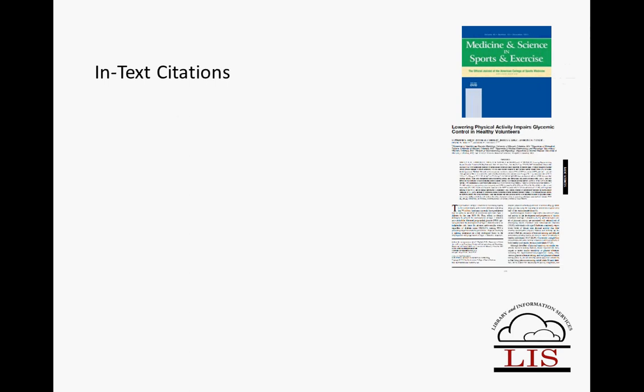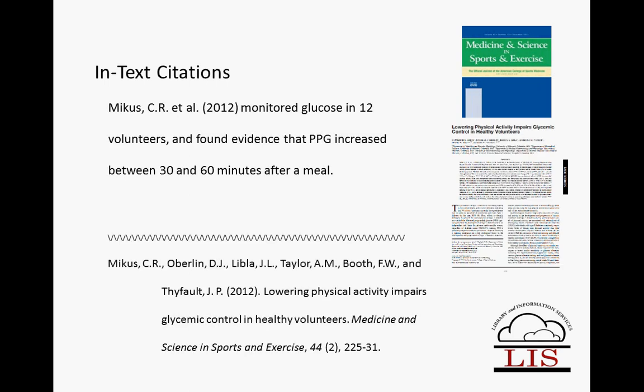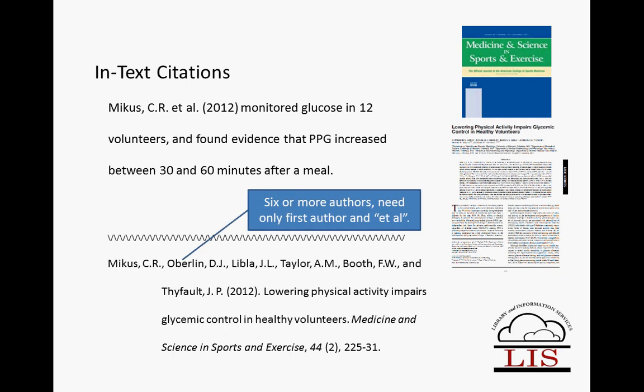So now let's say we have an article with more than 6 authors. If the article you want to cite has more than 6 authors, you only need to provide the first author's name with the et al. convention for the first and for every subsequent citation, as I've done here.